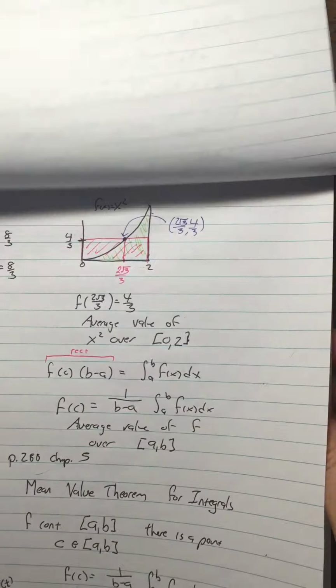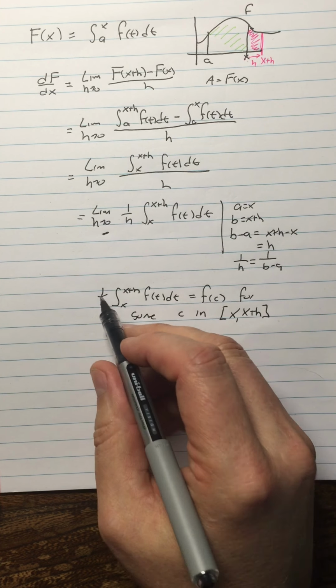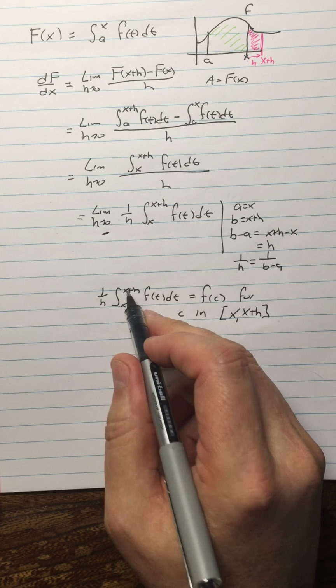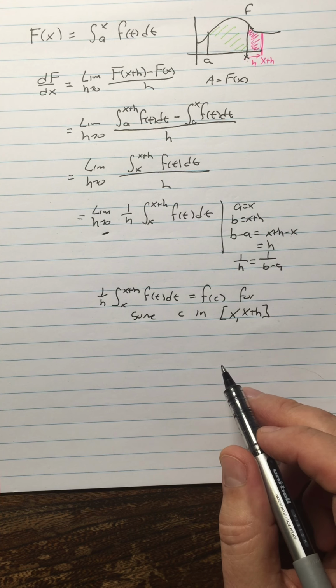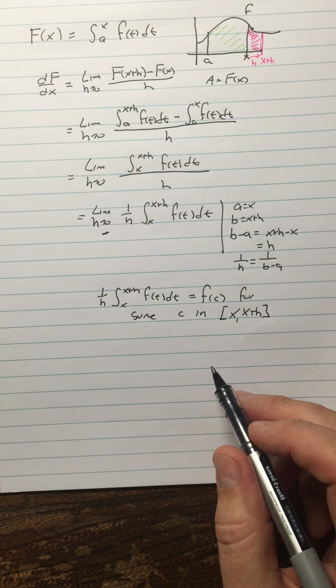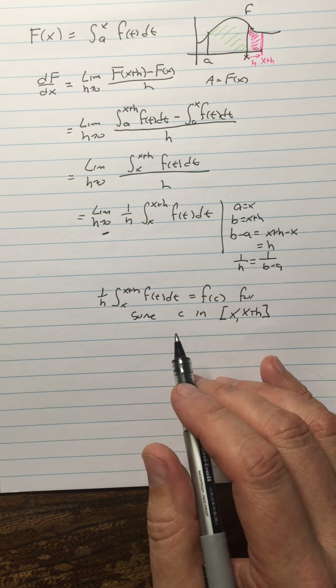But what we can say is that 1 over h times the integral from x to x plus h of f of t dt equals f of c for some c in the interval from x to x plus h. That's the mean value theorem for integrals: 1 over b minus a times the integral from a to b of f of t dt equals f of c. Look again at that. All right, so now what's going to go on?